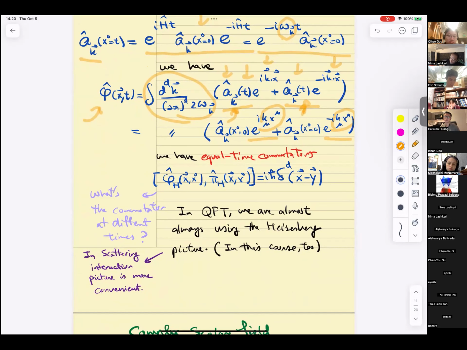So we still have equal time commutators of the Heisenberg operators written this way. What is the commutator at different times? I invite you guys to think about this.